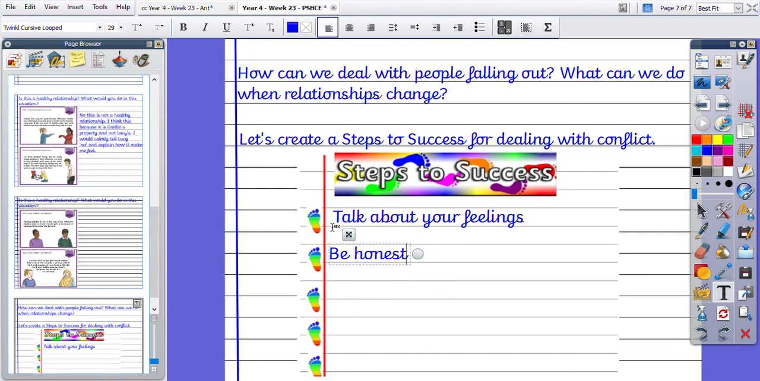Okay, so I want 5 steps of success of how you would deal with a relationship changing for a negative reason. Okay, and that is your final task for today, Year 4.